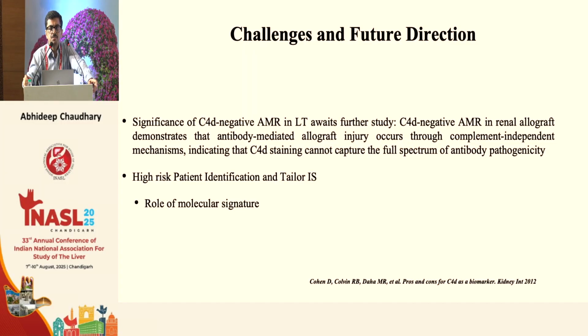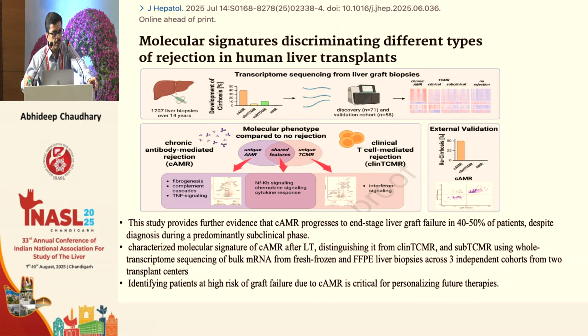There are situations when you get a C4d negative antibody-mediated rejection, which is an entity that has been recently found. This was known in kidney transplant data, and we need to look at what the other reasons for rejection are. Like in kidney, now we know there are anti-basement membrane antibodies which can lead to an antibody-mediated rejection-like situation. This is something which still needs to be evaluated, and we need to look for molecular signatures to identify high risk. This is one of the studies recently published.